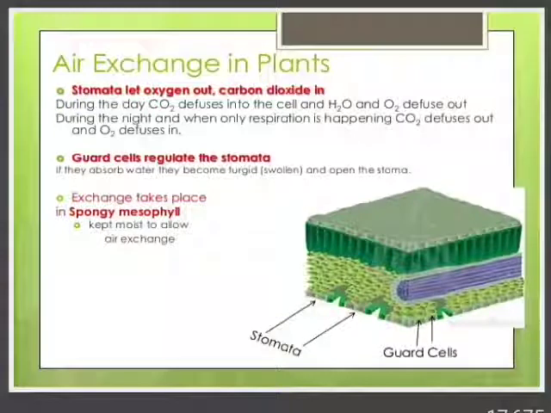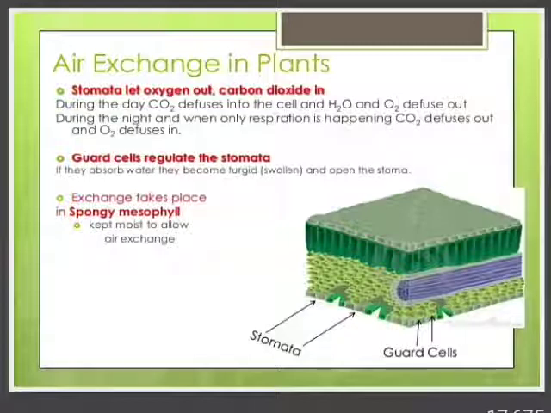Next one is air exchange in plants. How does the plant get air exchange? Through the stomata. This is the stomata internal structure. Stomata let oxygen out and carbon dioxide in. During the day, carbon dioxide diffuses into the cell and H2O and O2 diffuse out. During the night, only respiration is happening: carbon dioxide diffuses out and O2 diffuses in.